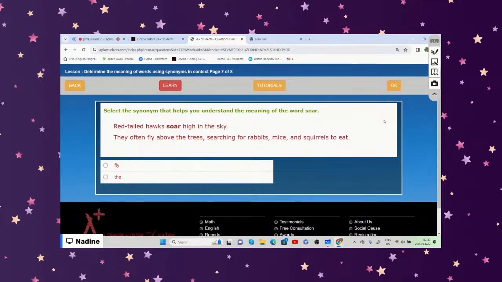And then red-tailed hawks soar high in the sky, and they often fly above the trees searching for rabbits, mice, and squirrels to eat. So if we find the similar meaning, is it fly or is it the? Is it fly or the?